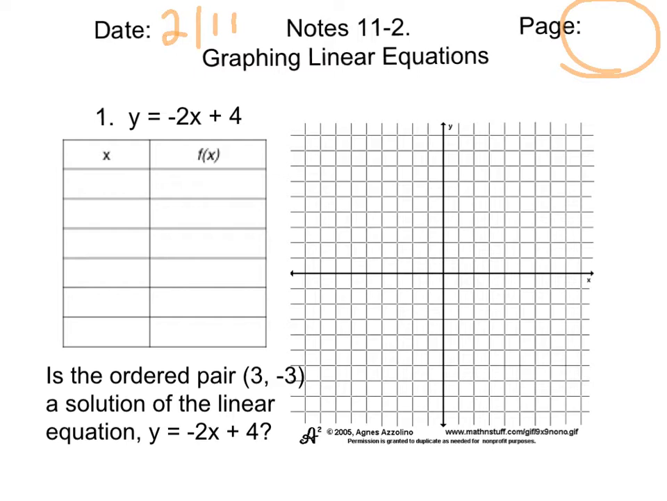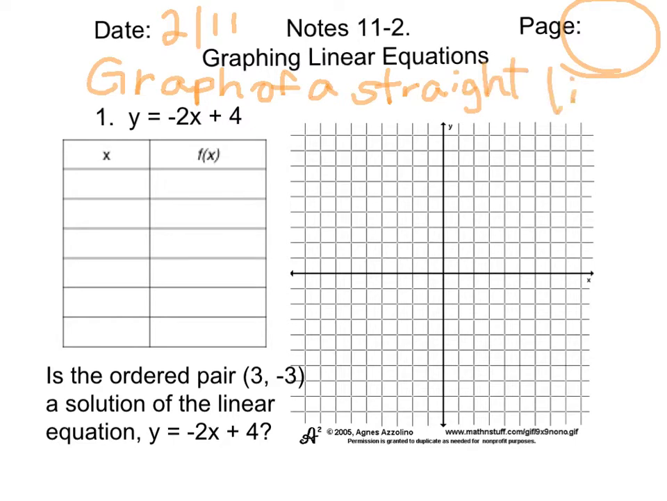So a linear equation starts off as y equals negative 2x plus 4. It's the graph of a straight line. It's easy to remember this because in linear, the word line is there. So I like to pick any values for the value of x in order to get started.